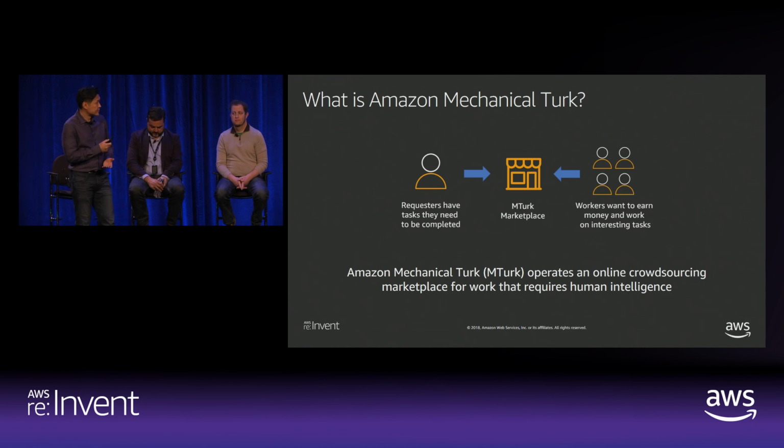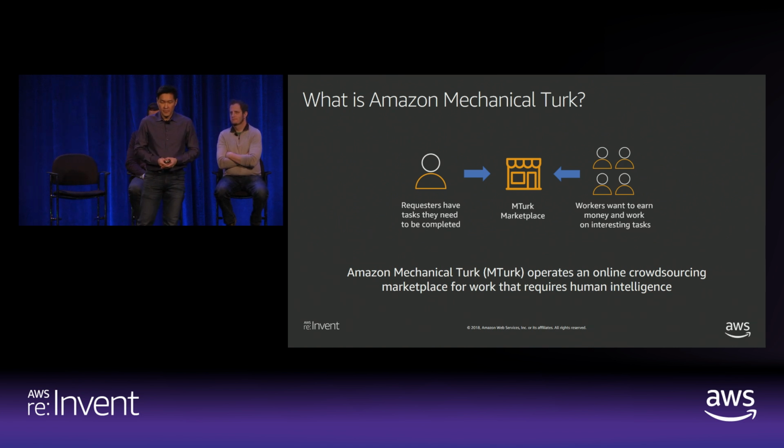On the other side are workers. These are individuals who are willing to do tasks for a reward. Workers are not Amazon employees and are regular people just like you and I. Anyone can become a worker on MTurk, and you can think of them more as contractors. There are workers across genders, ages, cultures, and other demographics. And we have over 500,000 workers across 190 countries.